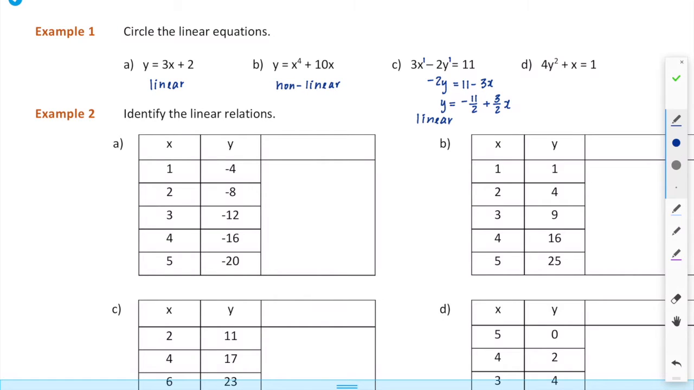Now in question D, 4y squared plus x equals 1. So power of x is 1. It must be linear. Be careful, because now if I want to isolate y, what will have to happen? I have to divide by 4, and what else? I have to square root both sides of this equation. So that means x won't be just x to the power of 1. It'll be some kind of square root of x. So for that reason, this is actually a tricky one. This is also nonlinear.